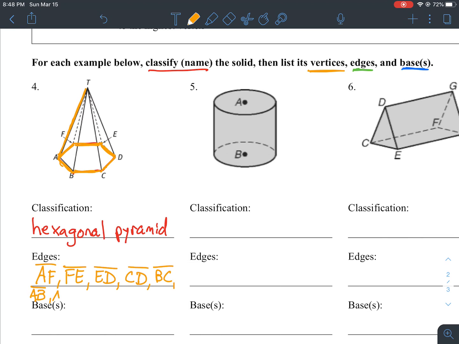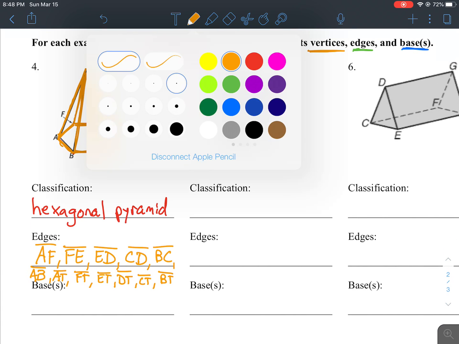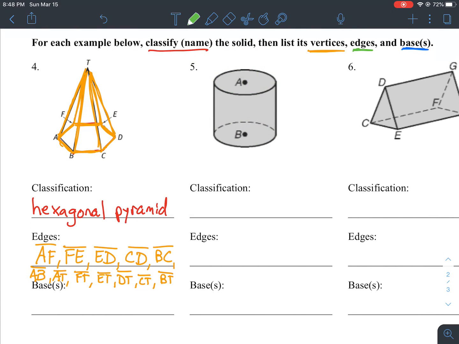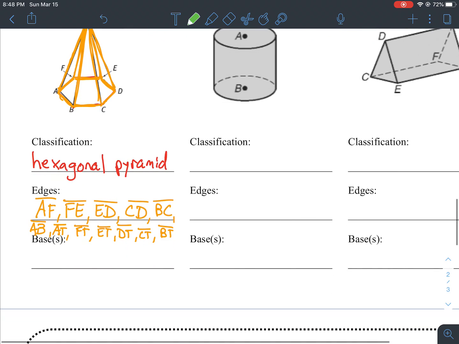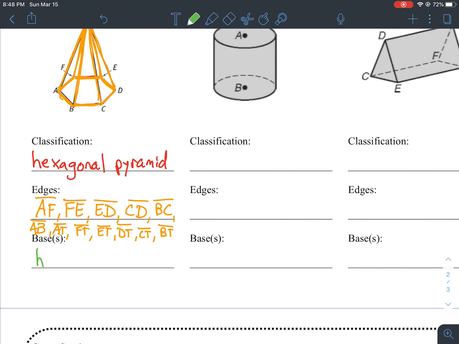So AT, FT, ET, DT, CT, and BT. These are all edges. It's all of the segments within the shape. Next, we can see that the base is going to be a hexagon.